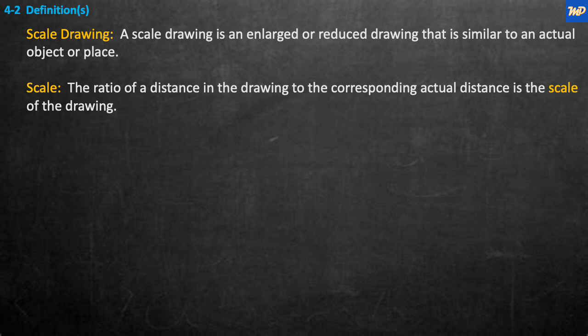Okay, a couple definitions before we get started. You'll see these again in this section, but I'll go over them. I like to just put them in your mind so you're thinking about them before we actually get to it. Scale drawing. A scale drawing is an enlarged or reduced drawing that is similar to the actual object or place. A scale is the ratio of a distance in the drawing to the corresponding actual distance. That is the scale of the drawing. You hear it in terms of feet per inch or miles per inch, that type of thing. It's the scale.